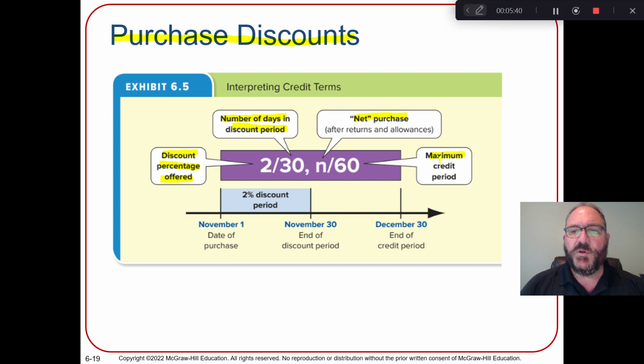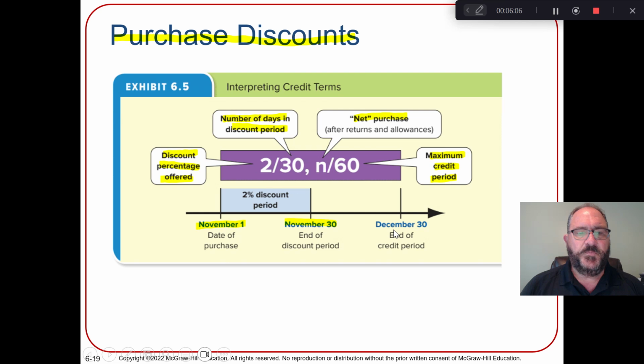So maximum credit period. So what this reads, 2% 10, 2% 30, net 60. So if somebody purchased something on November 1st, and paid by November 30th, they'd get to take 2% off. If they don't pay by November 30th, they have to pay the full amount.